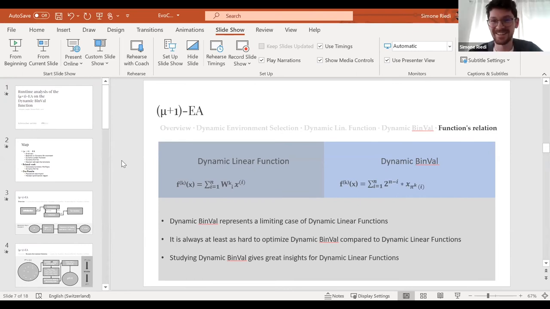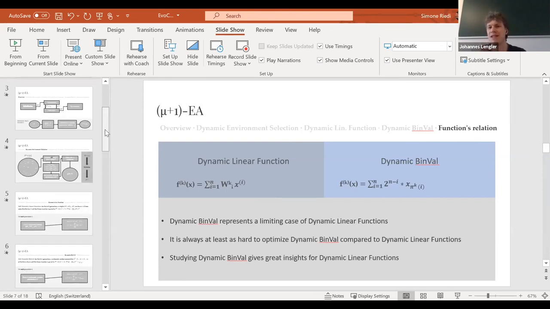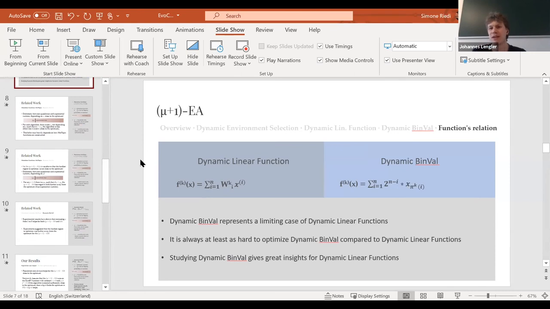I think it's very interesting, especially what Simone briefly mentioned. There is this weird connection that it behaves very similar to the hot topic function, even though they are not dynamic. But at least the intuition is that hot topic functions are also dynamic because they behave differently in different parts of the search space. The main difference is that these dynamic BinVal functions really change every round, while hot topic functions change very infrequently. Exactly, yeah. Cool, thank you.